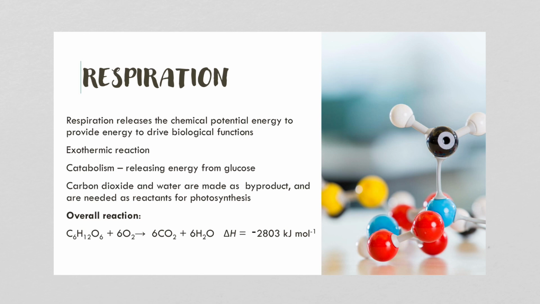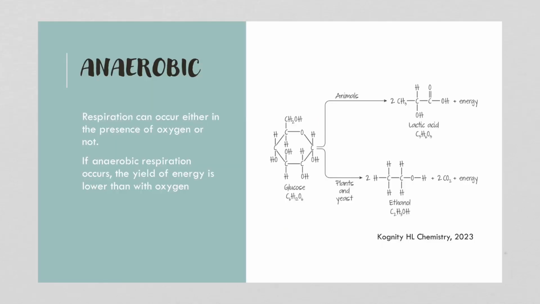So glucose plus oxygen makes carbon dioxide and water, and the delta H is negative 2,803 kilojoules per mole. So as we can see, it is an exothermic reaction. Now, what happens when we don't have oxygen present? Can we still release energy? And the answer is yes. Respiration can occur in either the presence of oxygen or not.